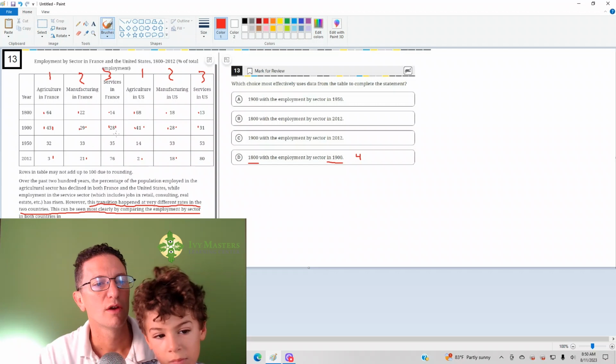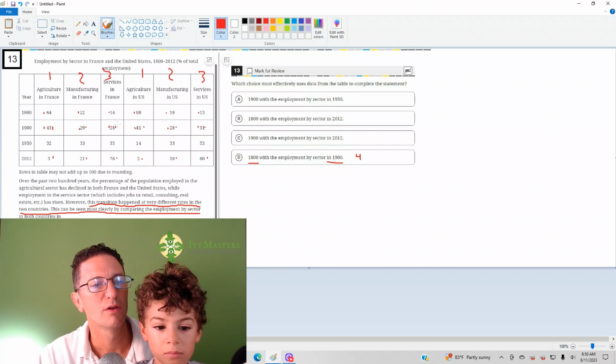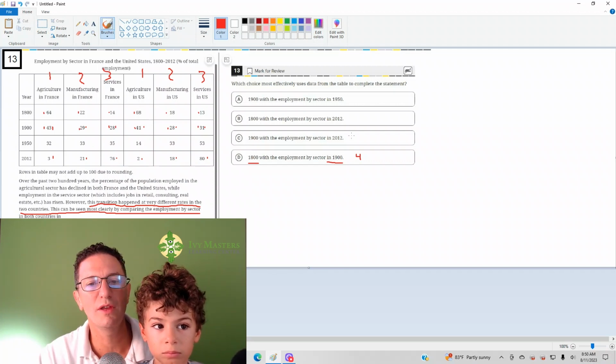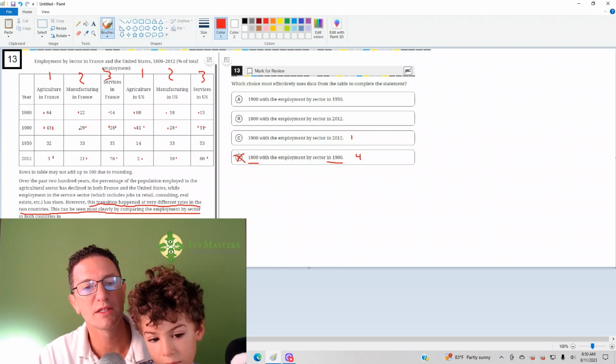Services in France go from 28 to 76. That's an increase of 48%. In the US, 31 to 80. That's an increase of 49%. So 49, and we said 48. This only differs by like a percent or two. So C has less of a change than D. Most effectively is it, oh wait, the transition happened at very different rates. Actually, answer choice D is a better choice than C at this point, so we'd keep answer choice D.